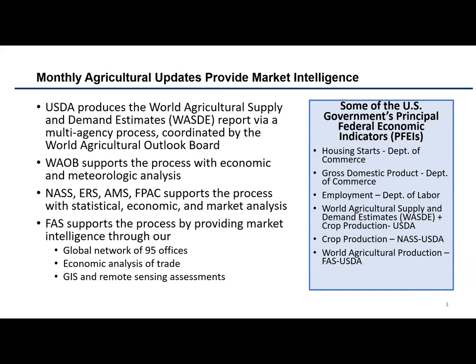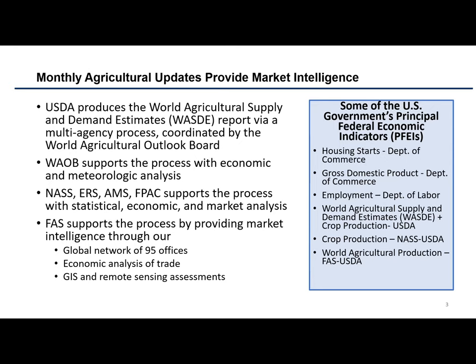You know, crops need rain to grow. They're sensitive to different temperature fluctuations. They want the right kind of soil moisture. So we're always paying attention to the weather to see how the crops are doing. There are other agencies. The first one, NASS, is our domestic agency. And all of those other agencies contribute to this process with statistical, economic, and market analysis information. And then the Foreign Agricultural Service, the agency that I'm with, provides trade estimates as well as production estimates.